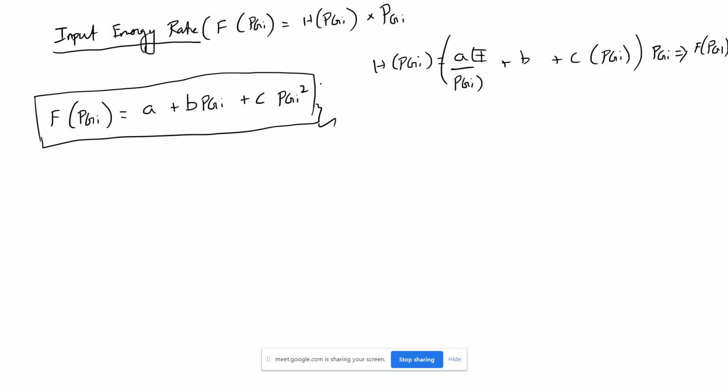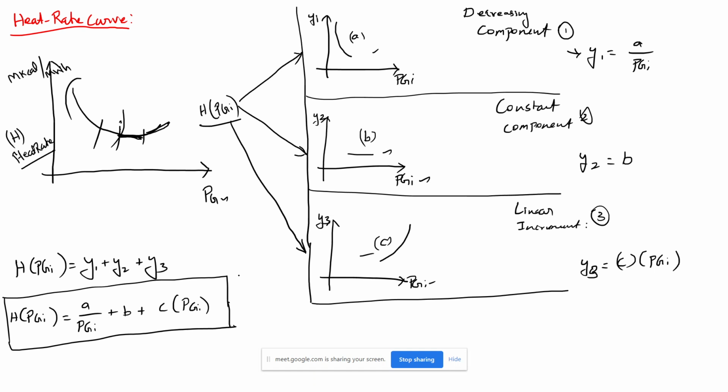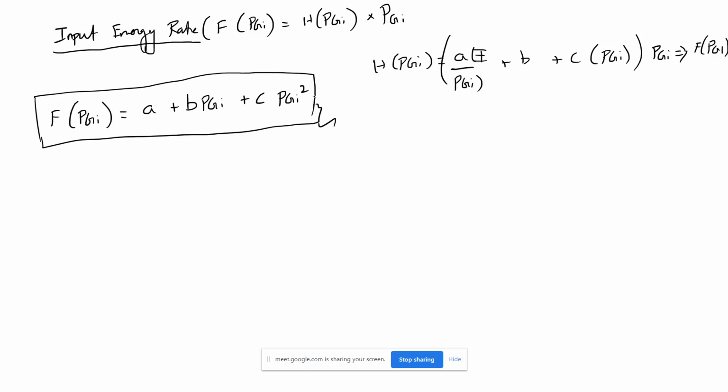Any doubt, ma'am? Okay, so we have understood what the H equation is. Let this be equation 1 and this be equation 2. So we know how equation 1 and equation 2 are obtained.